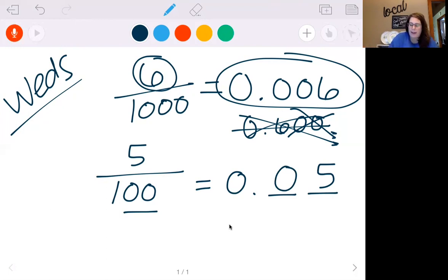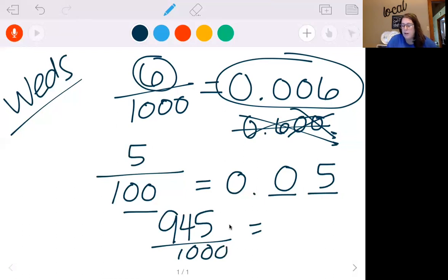Let's try one like this. If I gave you 945/1000, I'm going to put my 0, decimal. I know it has 3 places after the decimal, and this number has 3 numbers, so I can just fill it in like this, 945 thousandths.